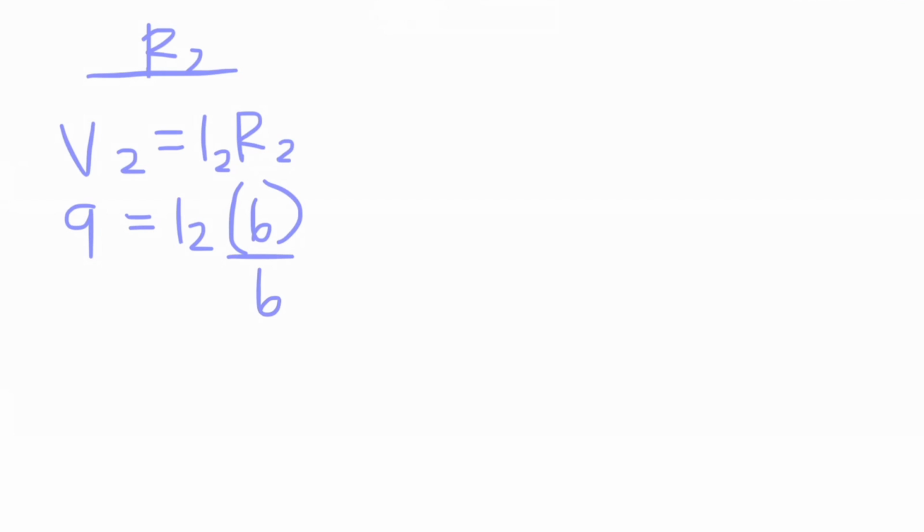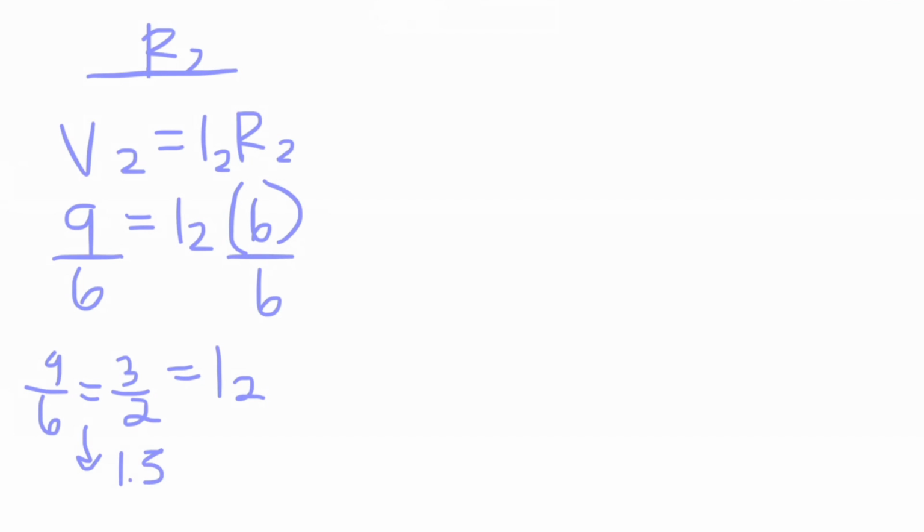So we have R2, V equals IR. We're going to calculate it specifically through resistor 2. So we know that the voltage was still 9. We're trying to calculate the current, and the resistance of R2 was 6 ohms. So divide each side by 6. So 9 over 6 is actually equal to 3 over 2. And that will equal your current at R2. Also, 3 over 2 is actually 1.5. So we have 1.5 amps as I2. So this is option 1.